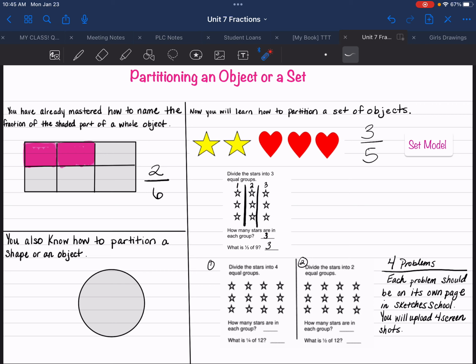You're also going to complete number 2 on its own page. So the first problem will be on its own page, and the second problem you'll complete on the second page in Sketches School. When you get done with these 2 problems, you're going to come back here and I'm going to show you how to do something else. So go ahead and pause the video now and get those 2 problems done. Make sure you circle your answers so that I know which problem you're working on. Ready, go.